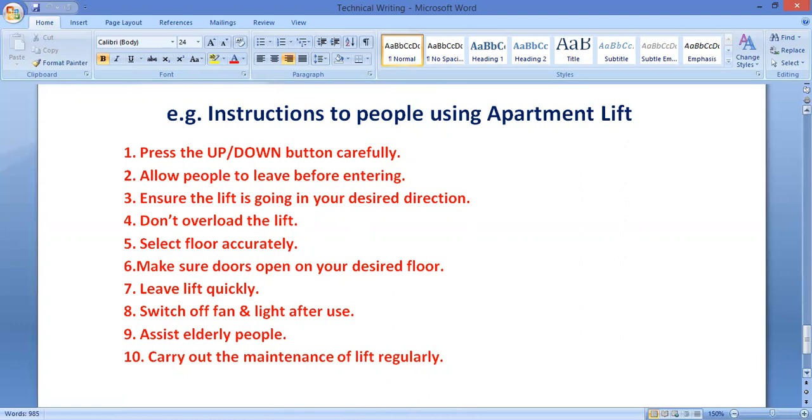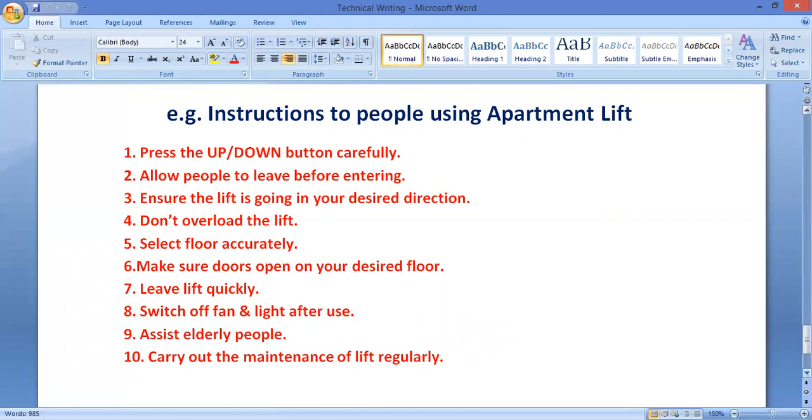First is press the up-down button carefully, means use the button properly. Second, allow people to leave before entering. When the lift comes at your desired floor, of course you will be waiting outside. At that time, if some people want to come out of the lift, first of all, you give preference to them, let them come out, then afterwards you enter. See how it is written in simple, easy language. Ensure the lift is going in your desired direction, right?